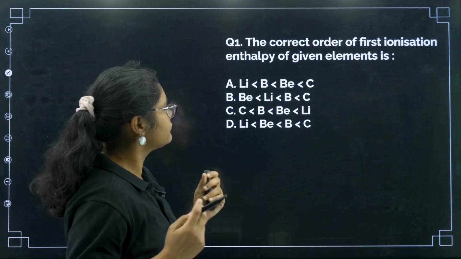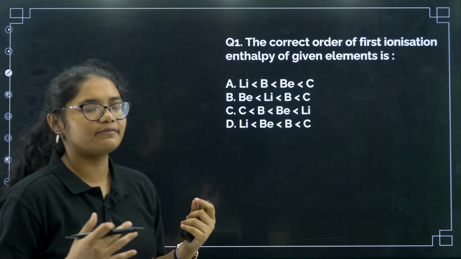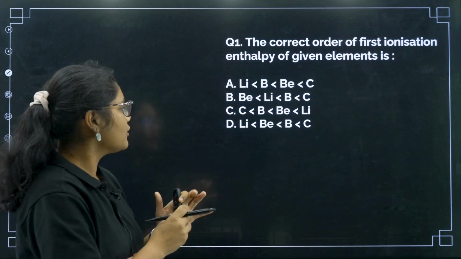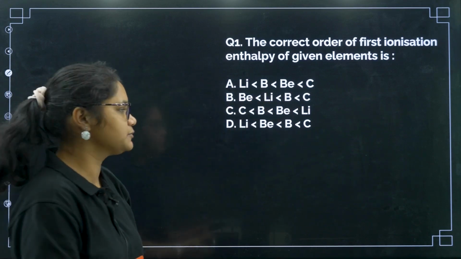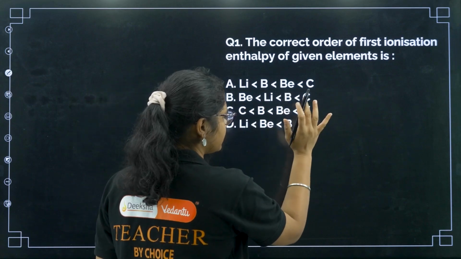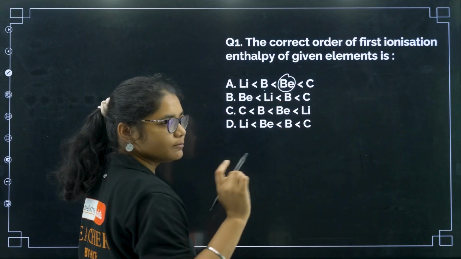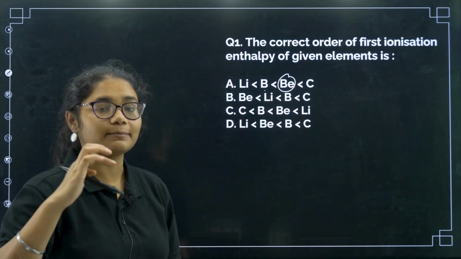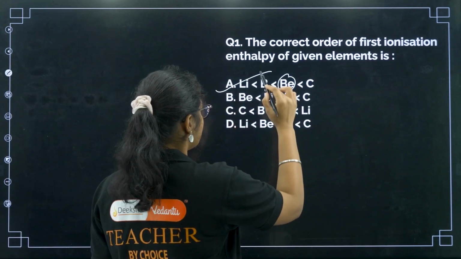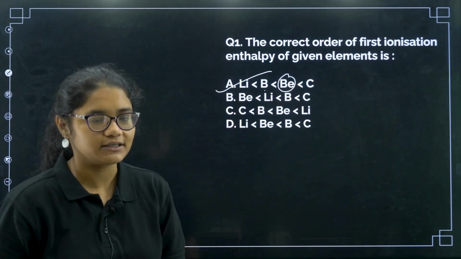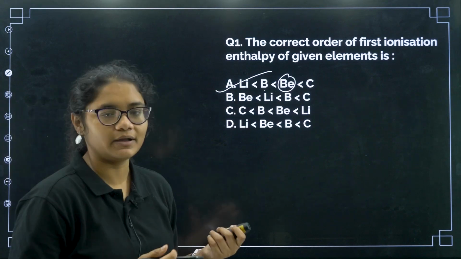Now if you see, the first ionization enthalpy of given elements is, okay, so now here we have lithium, beryllium, boron, carbon. Here you remember we have an exception, along the period it should increase, right? So beryllium should have less than boron, but beryllium is having 2s2 configuration, so that is why beryllium ionization energy is more, so correct answer is option number A.